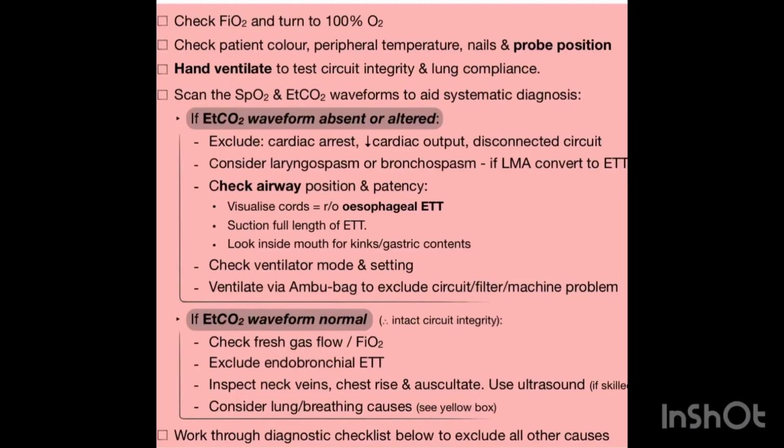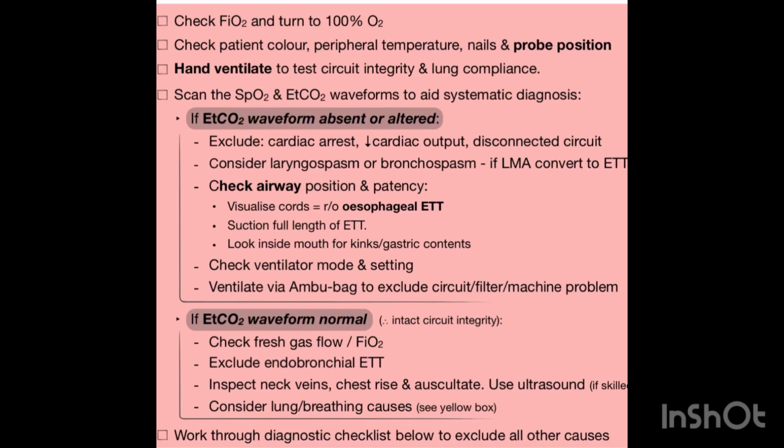If the patient gets desaturated, check FiO2 and return to 100% oxygen. Check patient color, peripheral temperature, nails, and probe position. Hand ventilate to test circuit integrity and lung compliance. Scan the SpO2 and EtCO2 waveform to aid systematic diagnosis. If the EtCO2 waveform is absent or altered, consider cardiac arrest, decreased cardiac output, or a disconnected circuit.